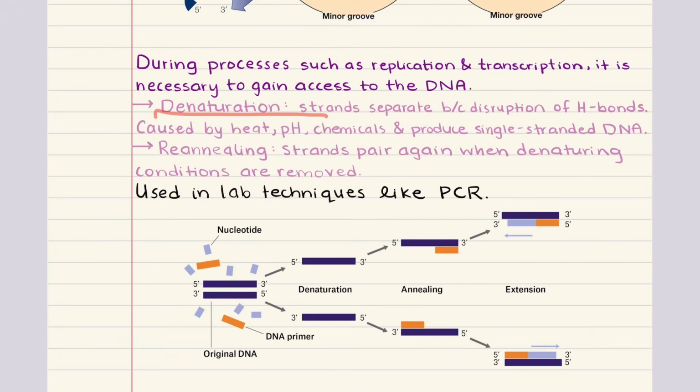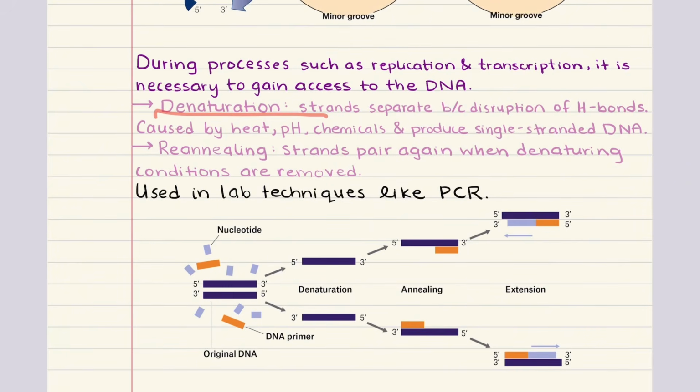Once the denaturing conditions are removed, though, like when you let the sample cool down, for example, those single strands can actually come back together through a process called reannealing. Reannealing is simply the reformation of the hydrogen bonds between complementary bases, and that's going to restore the double-stranded structure.